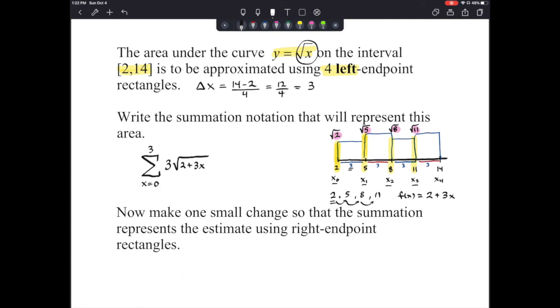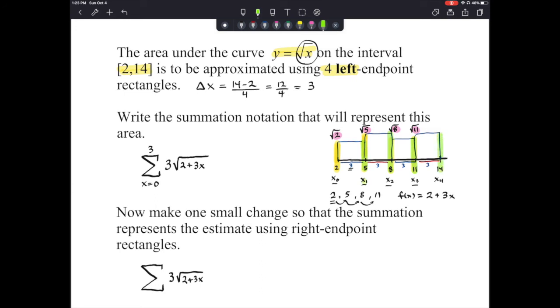Now it asks us to make one small change so that the summation represents the estimate using right endpoint rectangles. So let's think about it. Okay, so if we want to have this for right endpoint rectangles, we still want to just keep that same expression. We're still using the same values here. But now we're not going to be using the left endpoint. Our first rectangle is going to be used here with 5. Our second rectangle is going to be used with the 8. Our third rectangle is going to be used with the 11. And our fourth rectangle is going to be used with the 14.